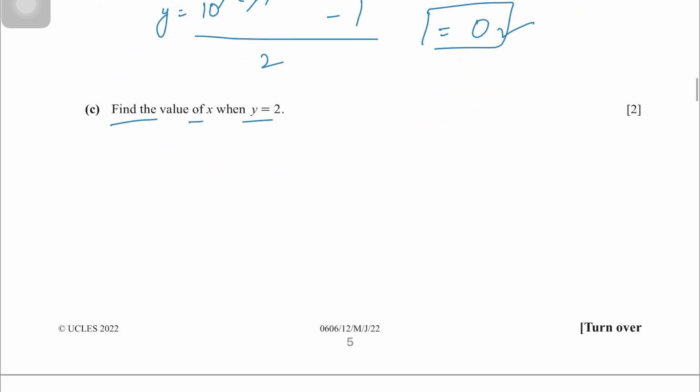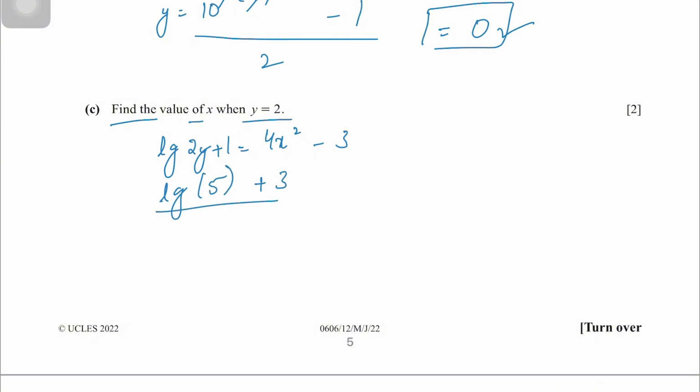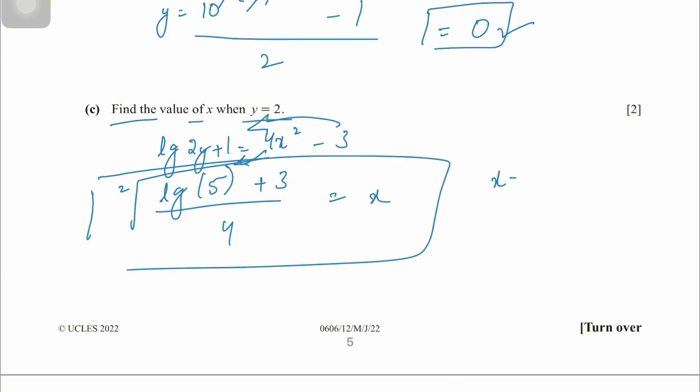Now here it is given, find the value of x when y is equal to 2. We can simply substitute in our original equation, that is lg(2y plus 1) equals 4x squared negative 3. This would be lg 5 plus 3 over 4, and then whole squared. This 3 will go over there, this 4 would be divided, and we get our final answer as something like this. We can solve this and we'll get our answer as plus minus 0.962. Sorry, this is our final answer. Since it's a square root, this would be plus minus, right?